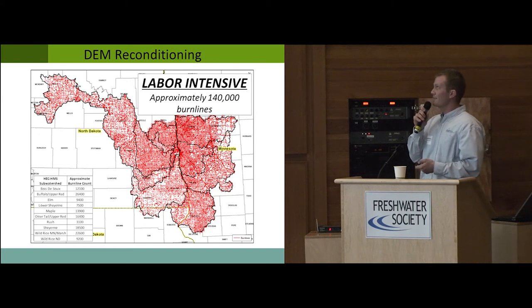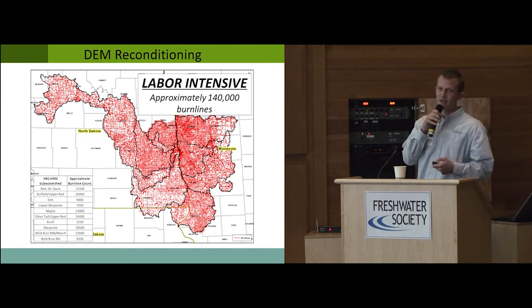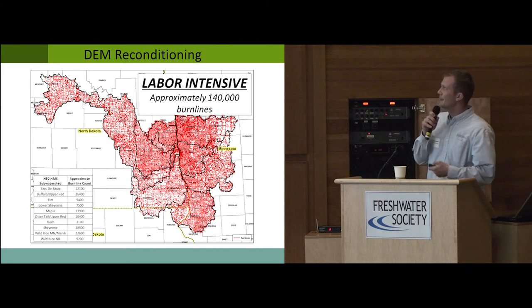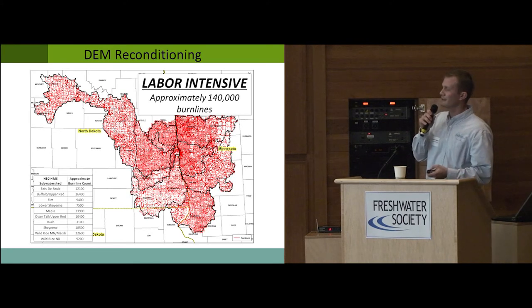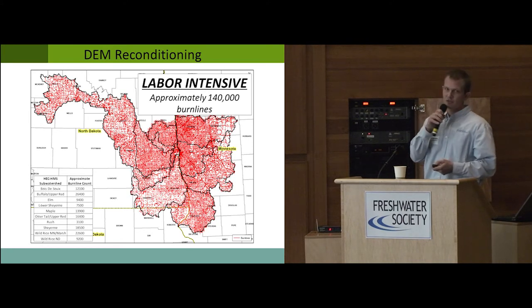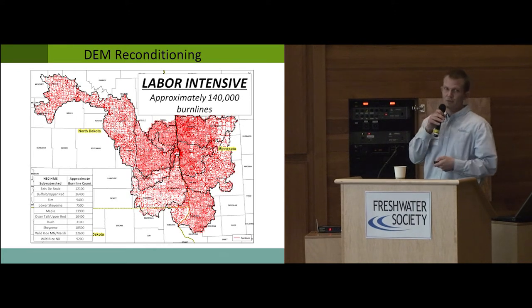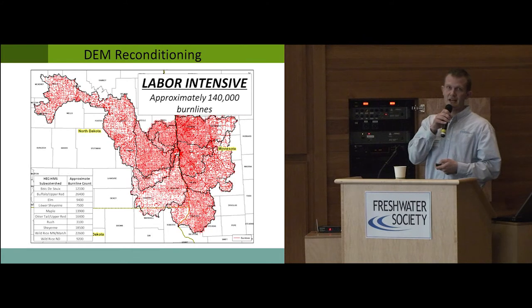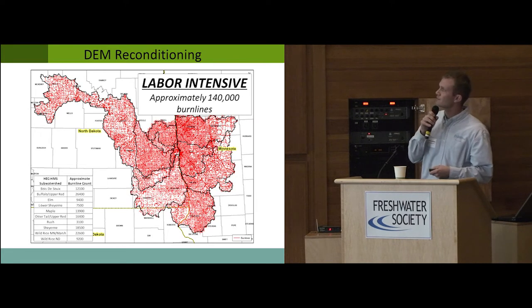And for that particular study, there were approximately 140,000 burn lines used across the entire area. If you were to calculate that in terms of burn lines per square mile, you're at about 8 of those locations per square mile. If you were to compare that to what it actually took for the project we're working on, it was more like double that for the effort that was required per square mile.